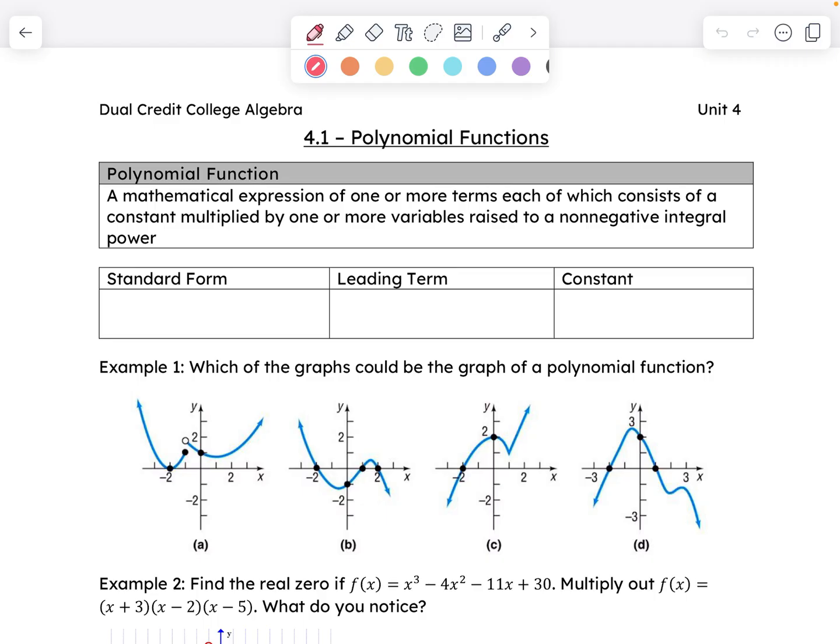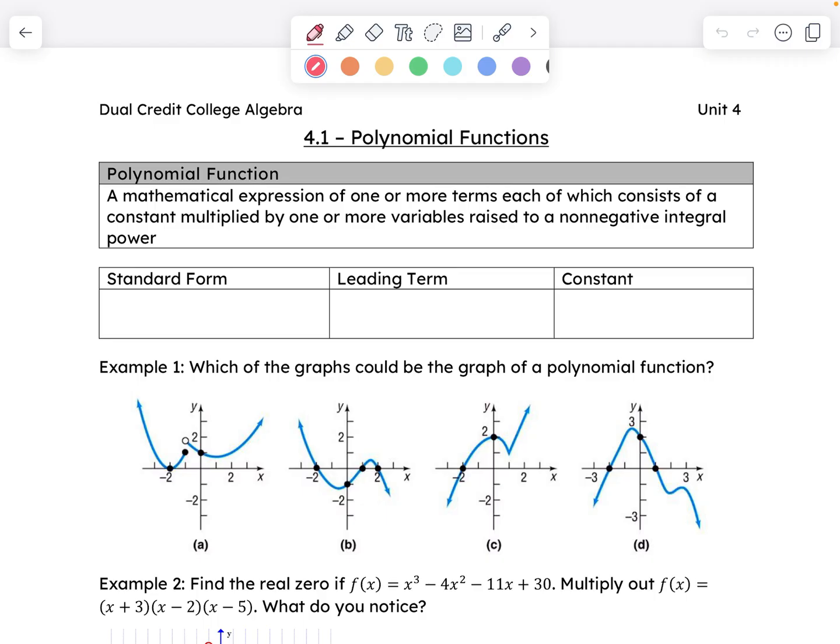So that's basically just a really fancy way of saying that it's a bunch of terms that are added up together. It could have a constant multiplied by a variable, so x or y or z or whatever letters, really. Usually it's x. And it's raised to a non-negative integral power.